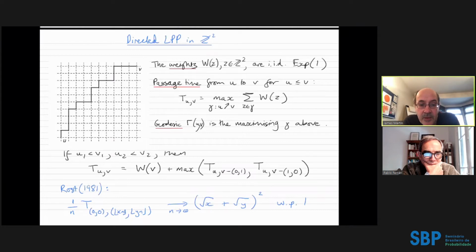And another thing we know, for example, is about the fluctuations of the path itself. So you look at this geodesic, it behaves roughly like a straight line between, say, 0 and (n,n). But the fluctuations around that straight line are on the order of n to the 2/3. So there's this 1/3, 2/3 scaling, which is very characteristic of systems in the KPZ universality class, which this is.